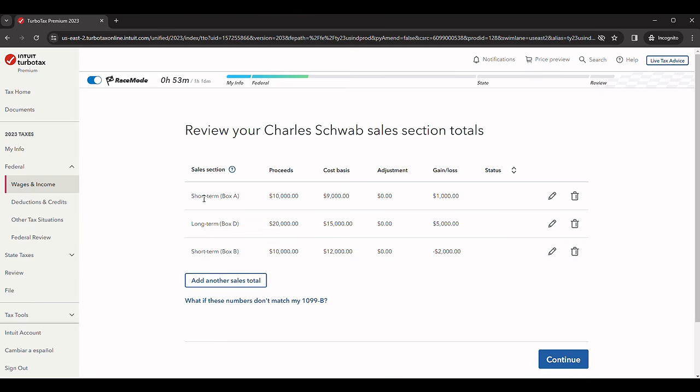So for example, these types of short-term stocks, you made 1,000. These types of long-term stocks, you made 5,000. So these two combined, you're up 6,000. But with these types of short-term stocks, you lost 2,000. So your total capital gain in the stock market is going to be a net $4,000. That's 1,000 gain, 5,000 gain, 6,000 total, minus the $2,000 in losses. So we'll continue.